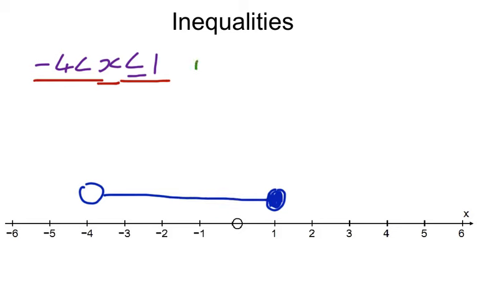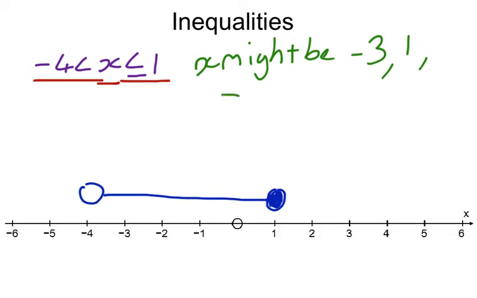It's important to note that x might be, in this case, -3, it might be 1, it might be -2.7, it might be 0.4132. And again, although we are restricted to between two numbers, because we can include decimals, the list of numbers that x could be goes on forever and ever.